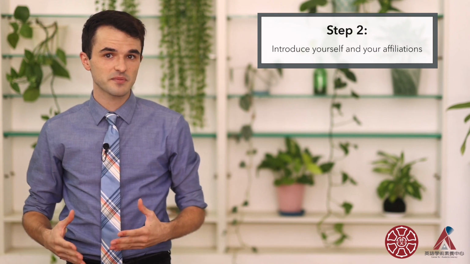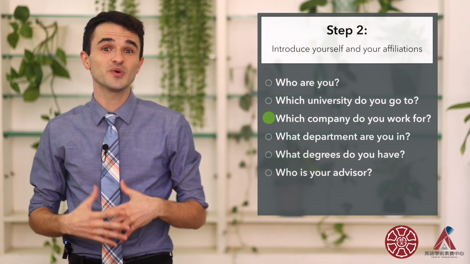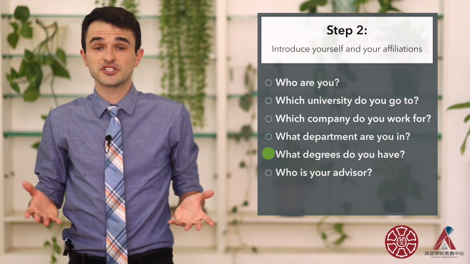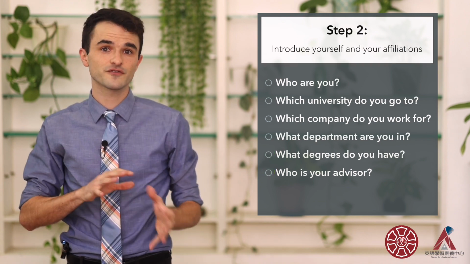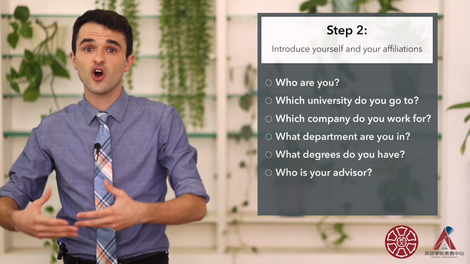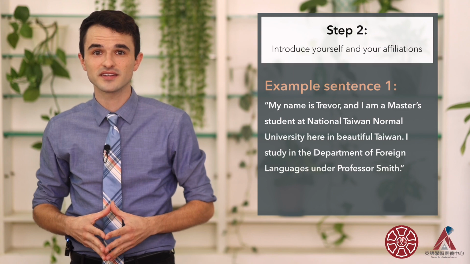Step 2, introduce yourself and your affiliations. For this step, consider who are you? What university do you go to? Which company do you work for? What department are you in? What degrees do you have? Who is your advisor? For this part of your introduction, you're giving the audience context and also showing some of your credibility.